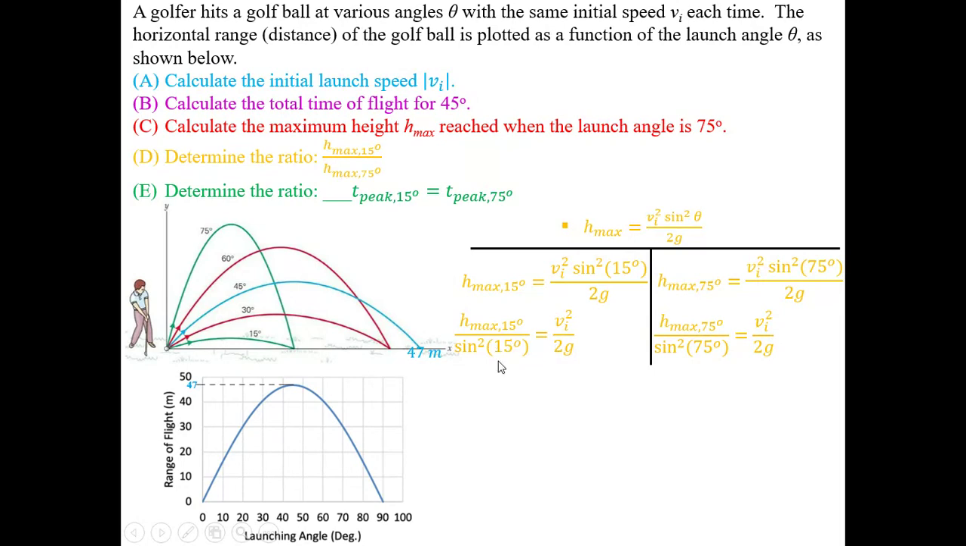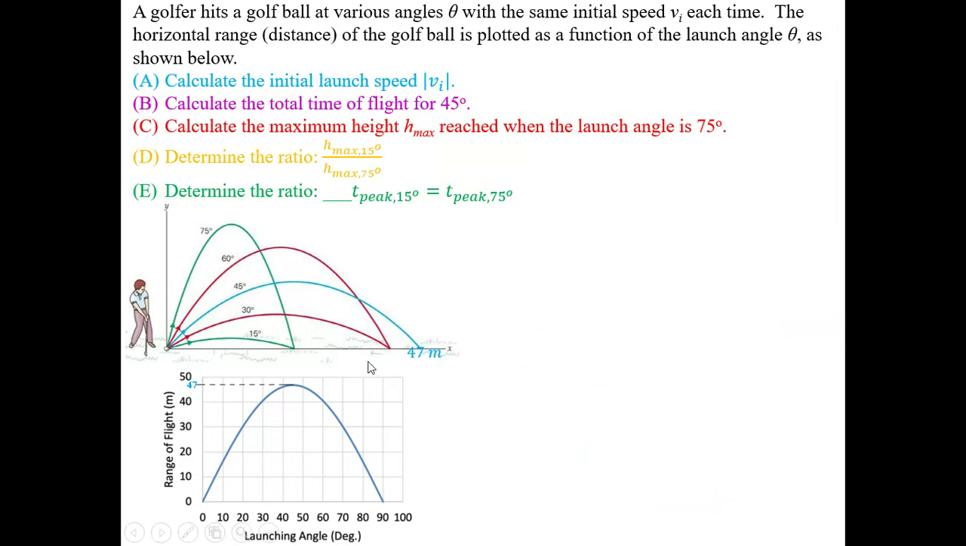So therefore, I can set these two statements equal to each other. So I can say hmax of 15 degrees over hmax of 75 degrees is simply sine squared of 15 divided by sine squared of 75. Okay, so if you need to do a little algebra there, once you do that, sine squared of 15 divided by sine squared of 75 on your calculator in degree mode should give you a value of about 0.0718, and that would be your ratio there.